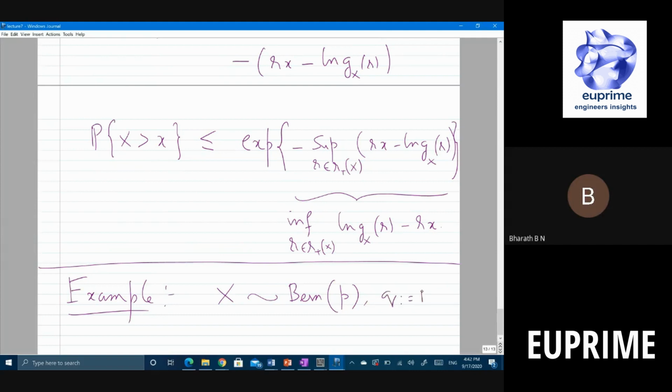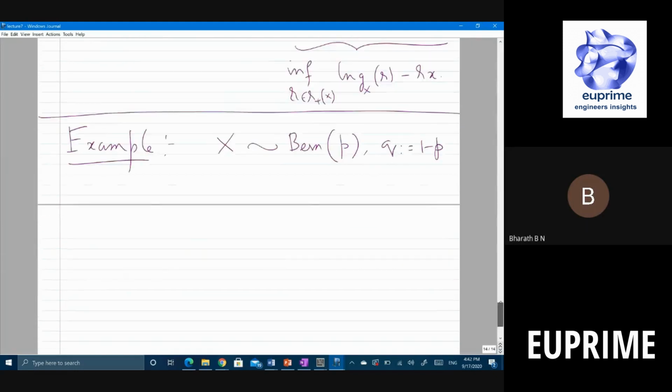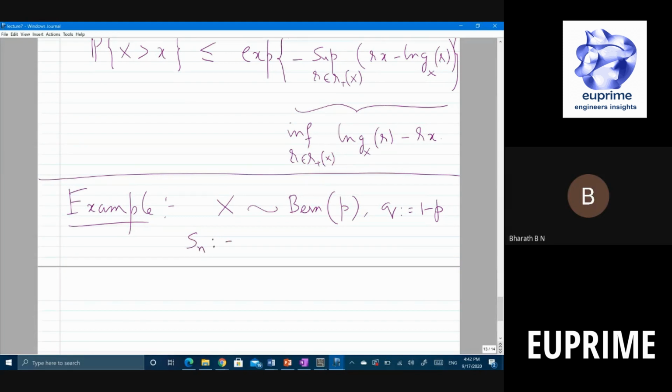Q I'll define as 1 minus P. And now I'll look at the sum. I'm going to write this as X_i and say IID, meaning each time I toss a coin, I'll get the corresponding random variable. For example, the first time I toss a coin, I'll get X1. The second one corresponds to X2 and so on. What is this? This is the sum, S_n.